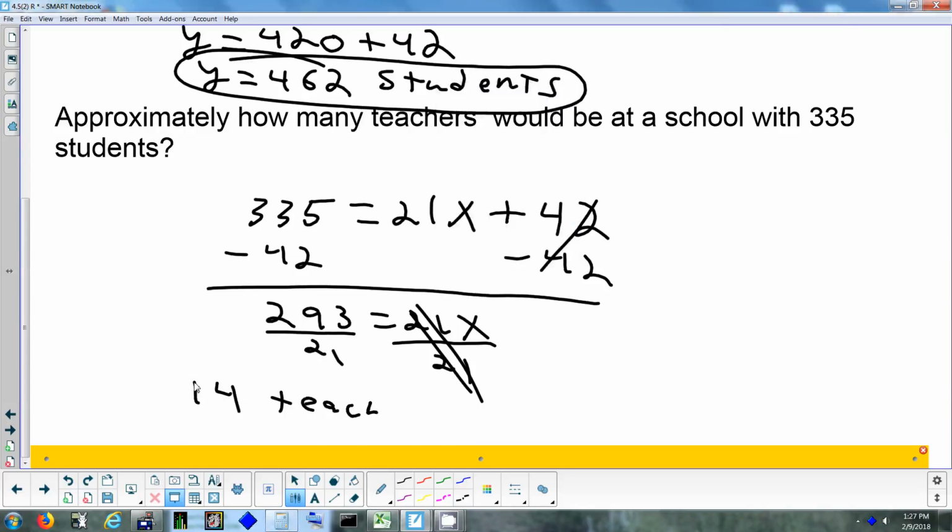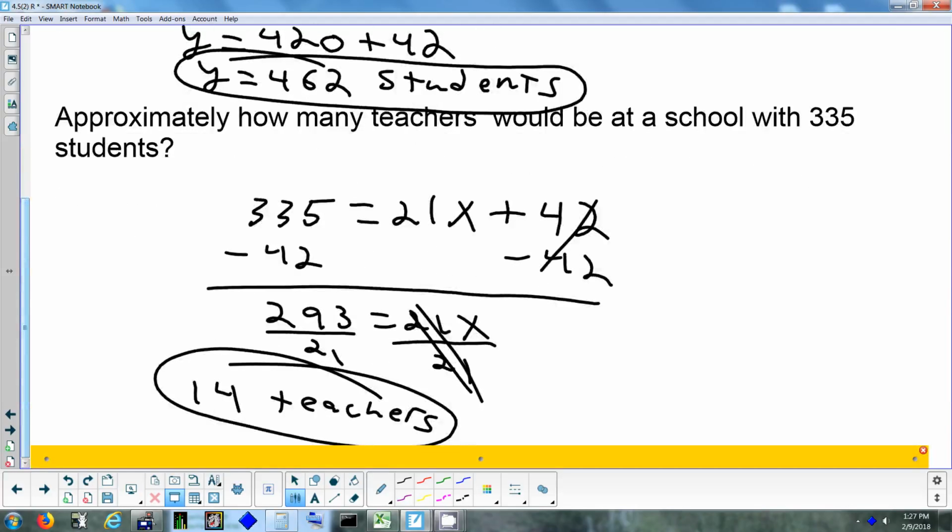Okay, then who else got 14? Raise your hand if you got 14. I know what they did, they just rounded 13.95. Yeah, that's right. You're good.